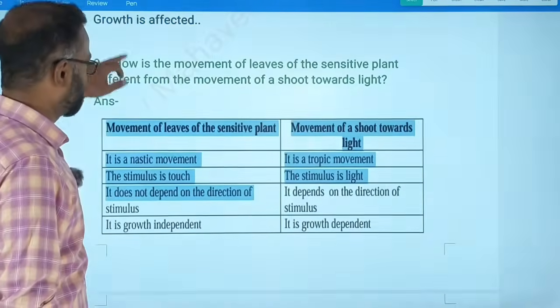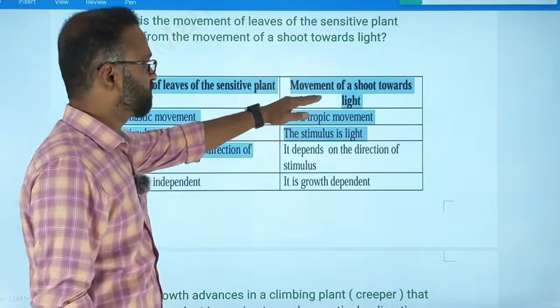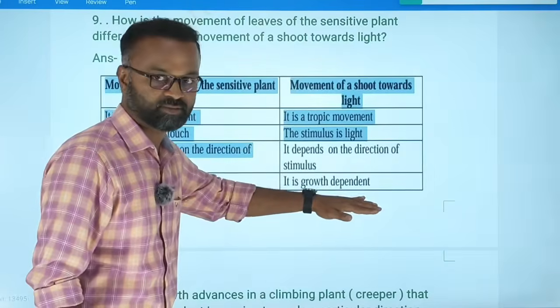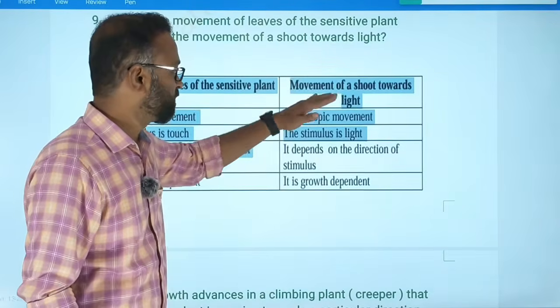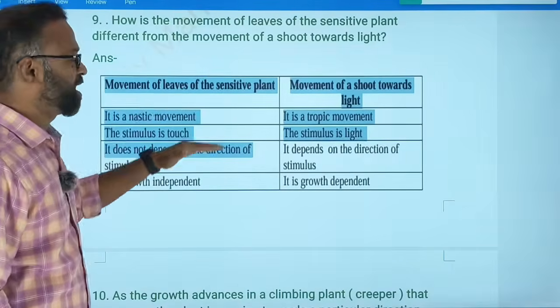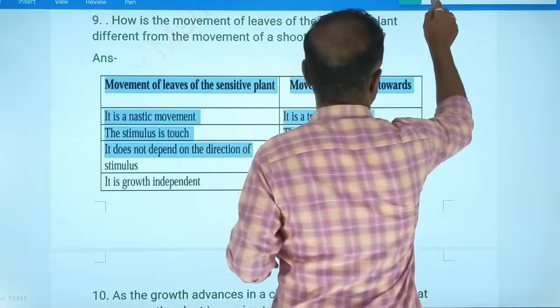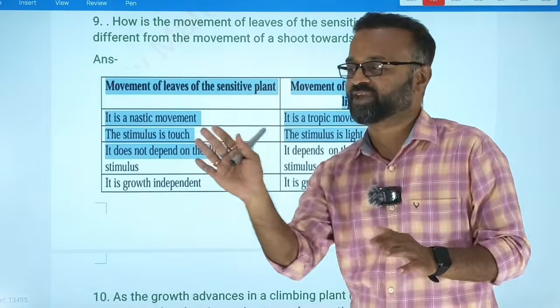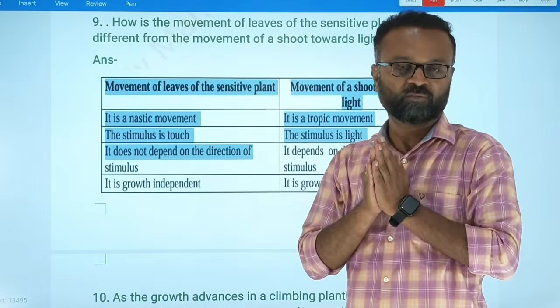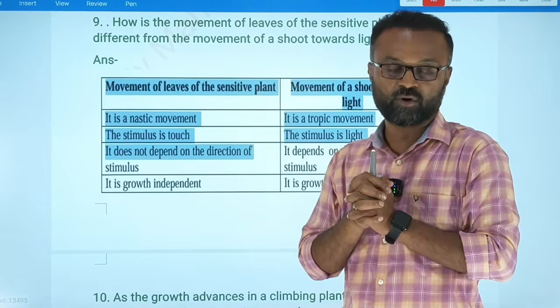One more question is there: differentiate between the movement of the leaves of the sensitive plant and the movement of the shoot towards the light. Already explained this. Yes, movement of the shoot towards the light is a tropic movement. Movement of the leaves of the sensitive plant is an example of nastic movement. Touch-me-not plant, if you touch, suddenly the leaves will fold inwards. Why? Because of expelling of the water from the cells. That is called nastic movement.